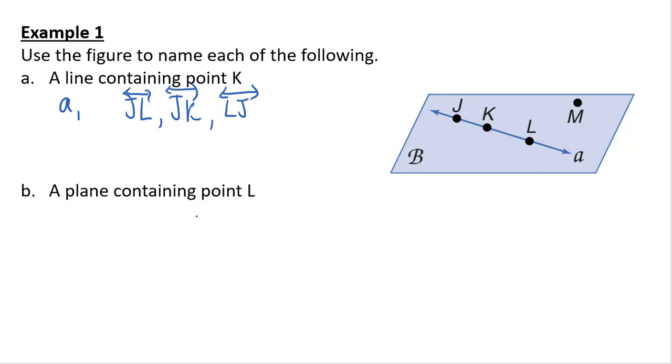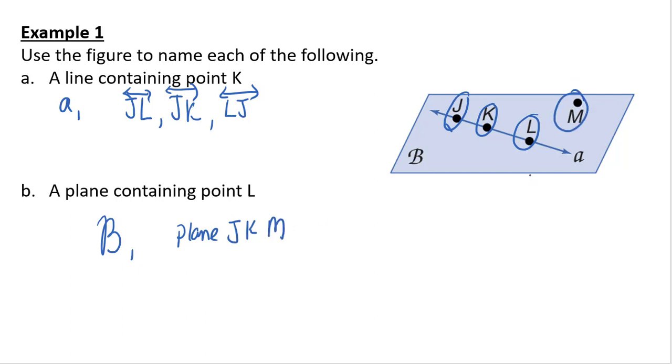And then a plane containing point L. So a plane containing point L is plane B, or any 3 points that are not on the same line, or non-collinear points. So J, K, and L, see how they're all on line A? I need to pick 2 of those, J, K, and then one more, and it has to contain point M. Okay.